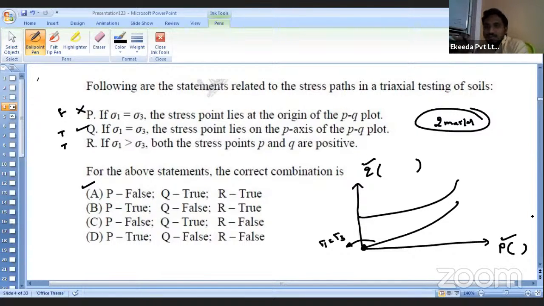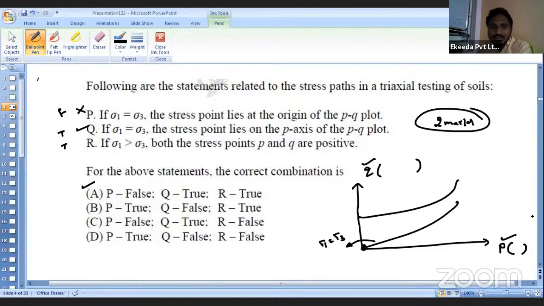But in exams, normally where we make mistakes is that we know the plot. We know stress paths are nothing but sigma 1 plus sigma 3 by 2 or sigma 1 minus sigma 3 by 2. But the point is whether P is sigma 1 plus sigma 3 by 2 or sigma 1 minus sigma 3 by 2, and whether Q is sigma 1 minus sigma 3 by 2. So wherever there is a slight variation like plus or minus, we should concentrate more, or indirectly tell ourselves, okay, P is positive or negative, Q is positive or negative, so that we will not commit mistakes in the exam.